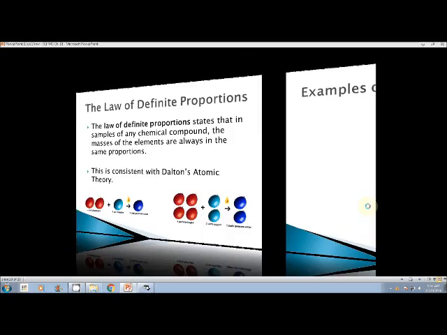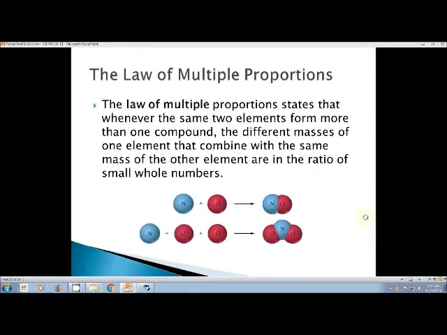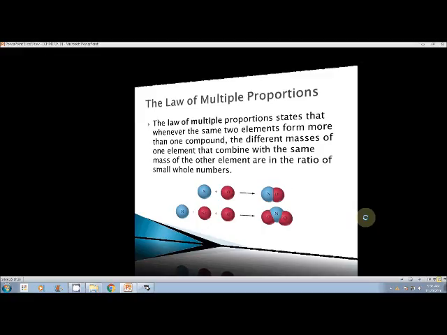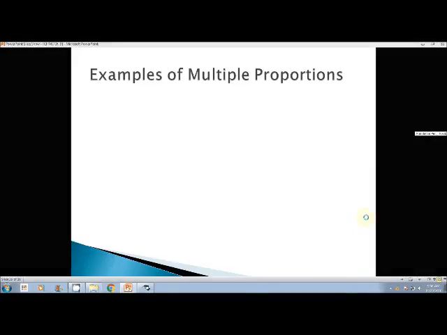The other type of law is the law of multiple proportions, which tells us that when you have two elements, they can form compounds, and they can combine into multiple different kinds of compounds. So the example I have here is nitrogen and oxygen. Okay, so for example, we could have NO, nitrogen monoxide. That's a compound. We could have N2O, dinitrogen monoxide. That's another compound.